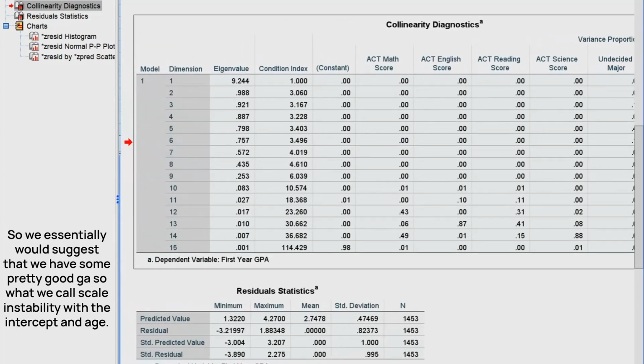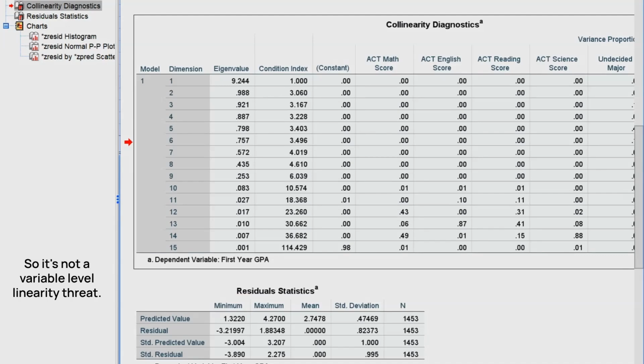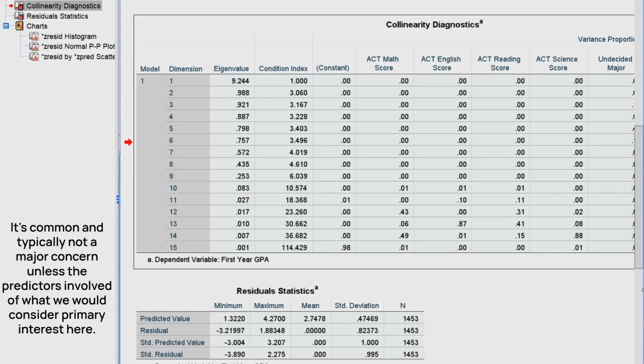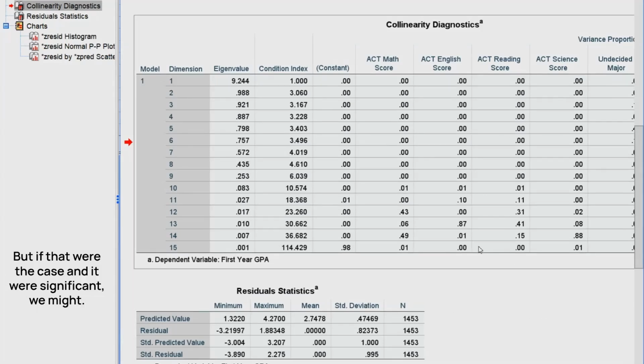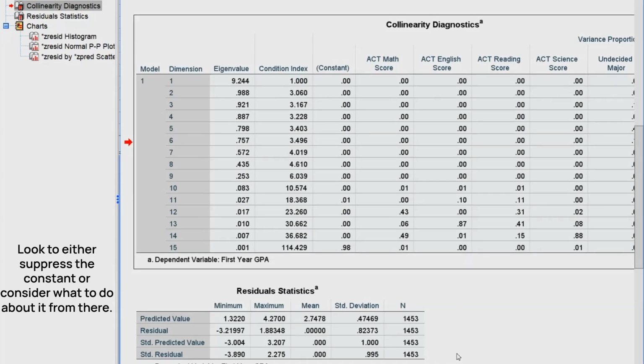So we essentially would suggest that we have what we call scale instability with the intercept and age. So it's not a variable level collinearity threat. It's common and typically not a major concern unless the predictors involved are of primary interest here. So since age wasn't significant anyway, we probably don't have anything worth noting here. But if that were the case and it were significant, we might look to either suppress the constant or consider what to do about it from there.